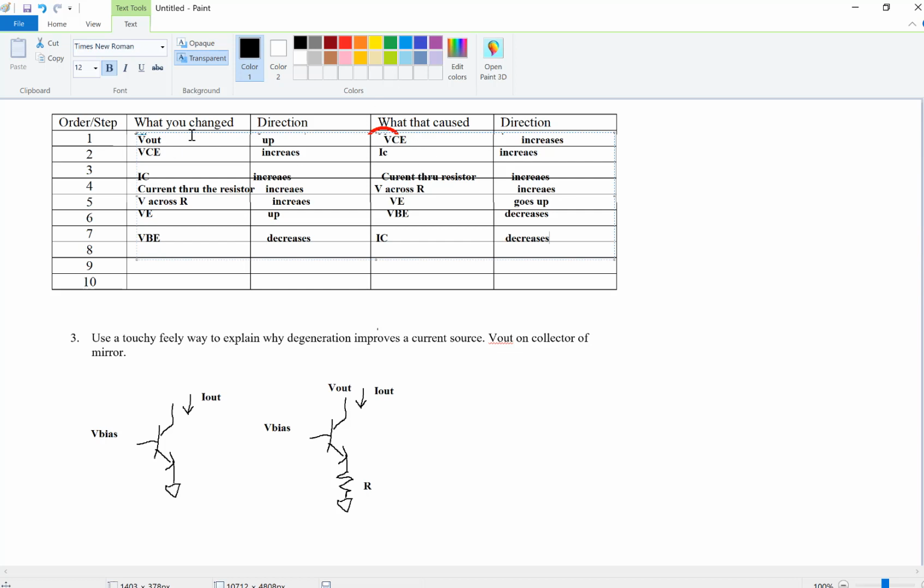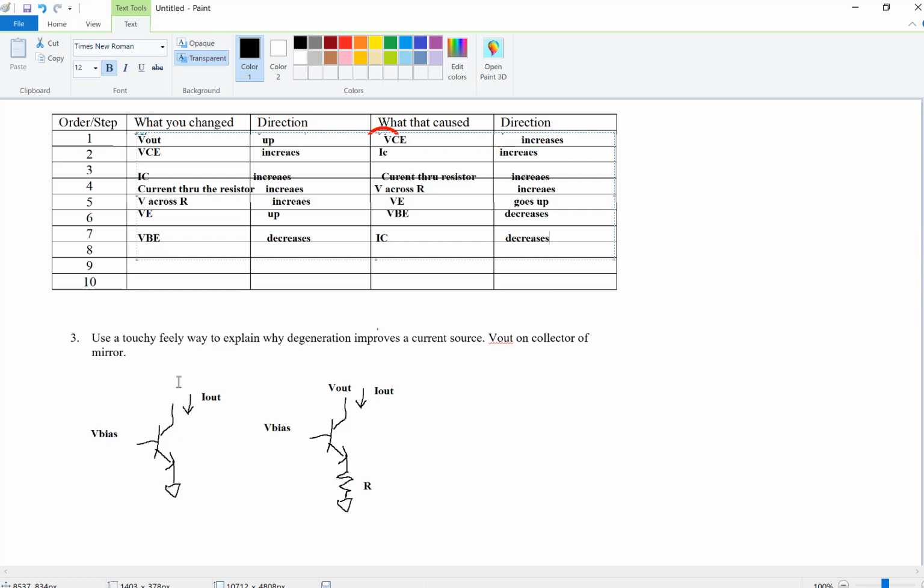So what happens is when V out goes up, due to base width modulation IC increases, but when IC increases and goes across the resistor, it turns IC back down. So it fights changes in IC, which is what you want in a current source. You want a constant IC, so you want a circuit that fights a change in IC. And having a resistor down here, having degeneration, fights a change in IC.